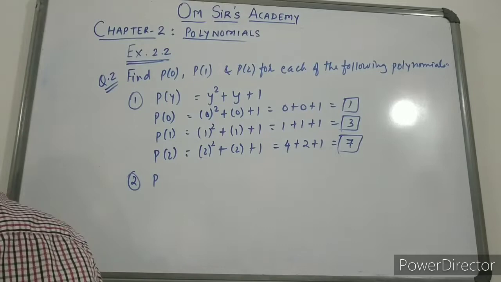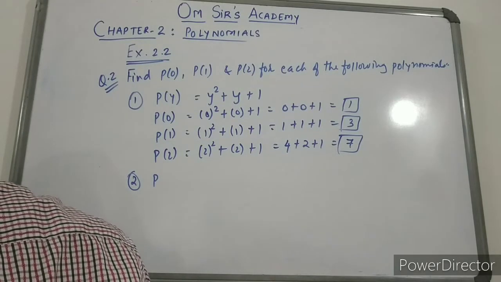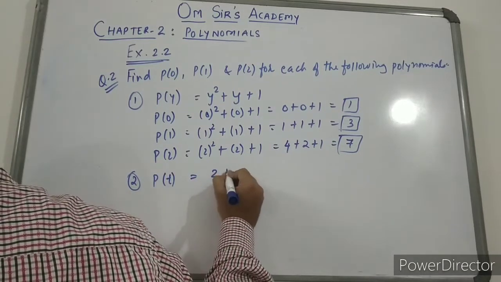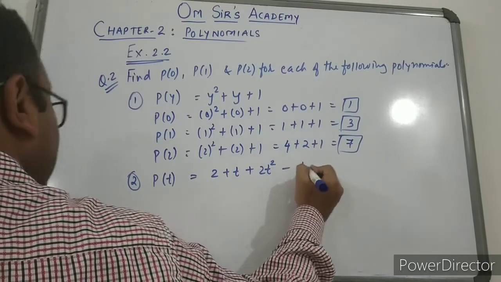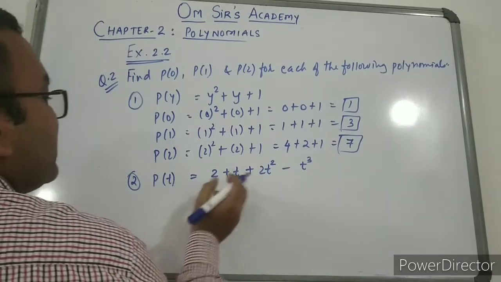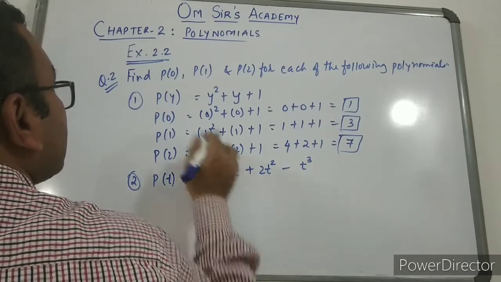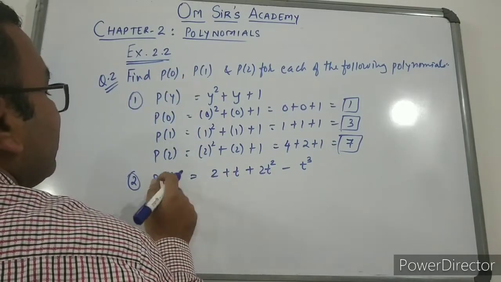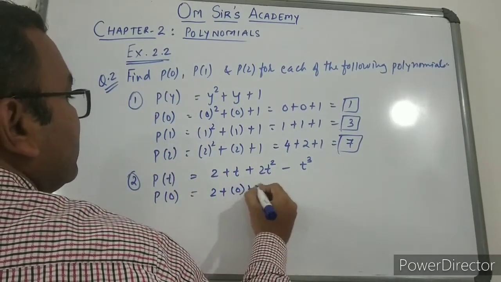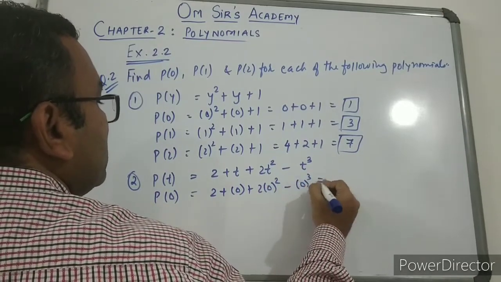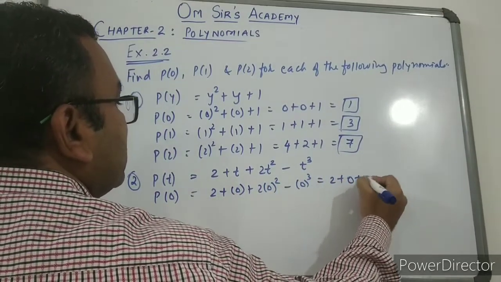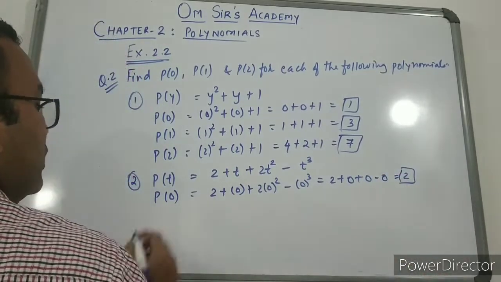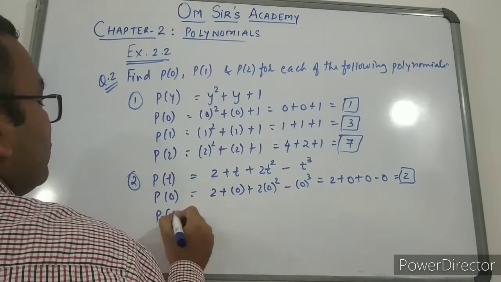Now second one. What is the second question? In the second question, p of t is given as 2 plus t plus 2t square minus t cube. This is my polynomial. And what is the variable over here? Variable is t. So first one I am doing for you, that is we substitute 0 instead of variable t. 2 plus 0 plus 2 into 0 square minus 0 cube, that is 2 plus 0 minus 0. So answer will be what? 2.